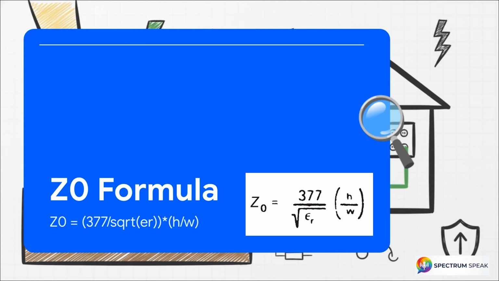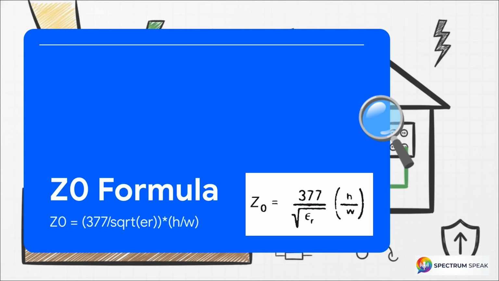I want you to think of a dielectric's atoms like a massive crowd of tiny rubber bands. When an electric field hits them, they don't conduct electricity. Instead, they stretch and polarize, storing massive amounts of capacitive energy without shorting out. A higher dielectric constant means more stretching, which increases capacitance, which mathematically drives our Z0 impedance down. Then we multiply by H over W. H is the height, or the separation distance between the conductors, and W is the width of the conductors.